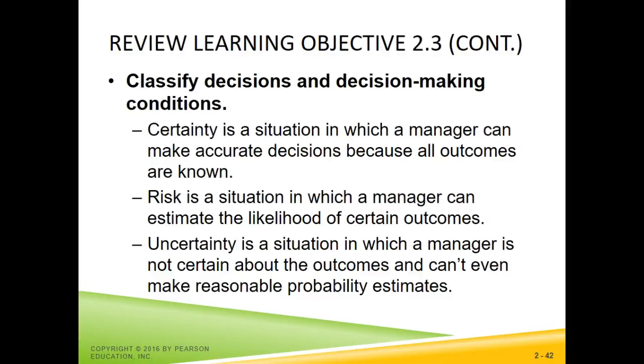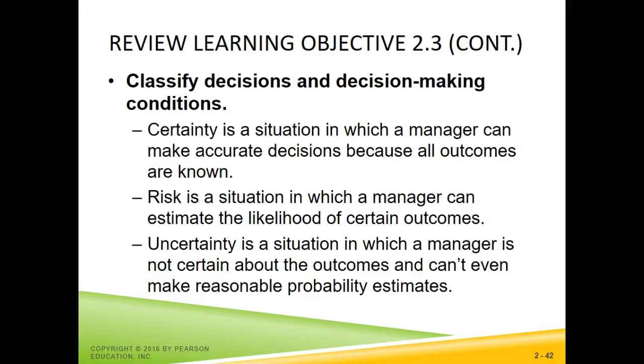Continuing with the third learning objective, remember that certainty is a situation in which a manager can make accurate decisions because all outcomes are known. Risk is a situation in which a manager can estimate the likelihood of certain outcomes. Remember, you want to visit the part of the chapter that deals with the probability math. Okay? Uncertainty is a situation in which a manager is not certain about the outcomes and can't even make reasonable probability estimates.